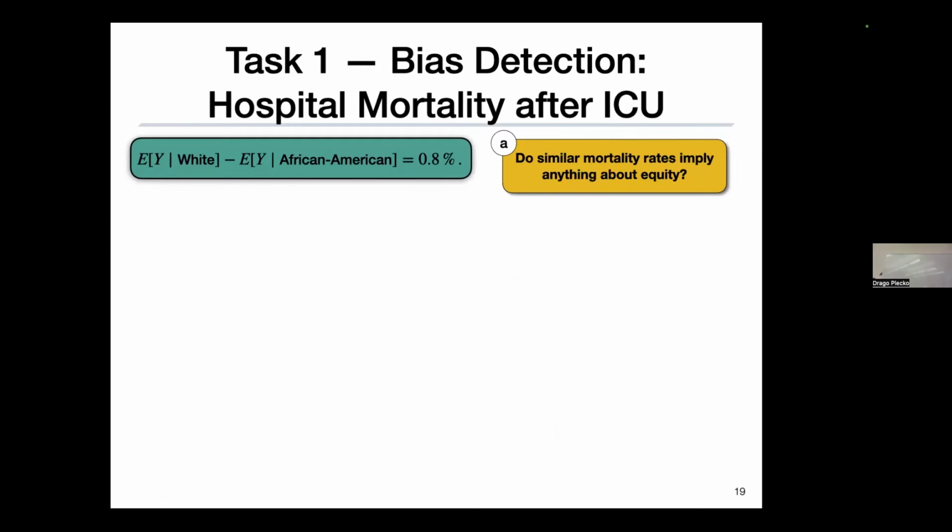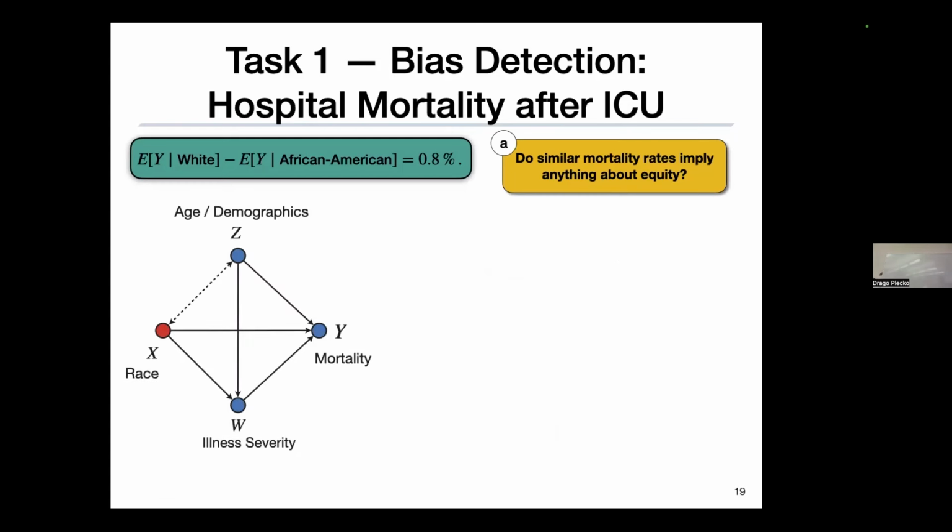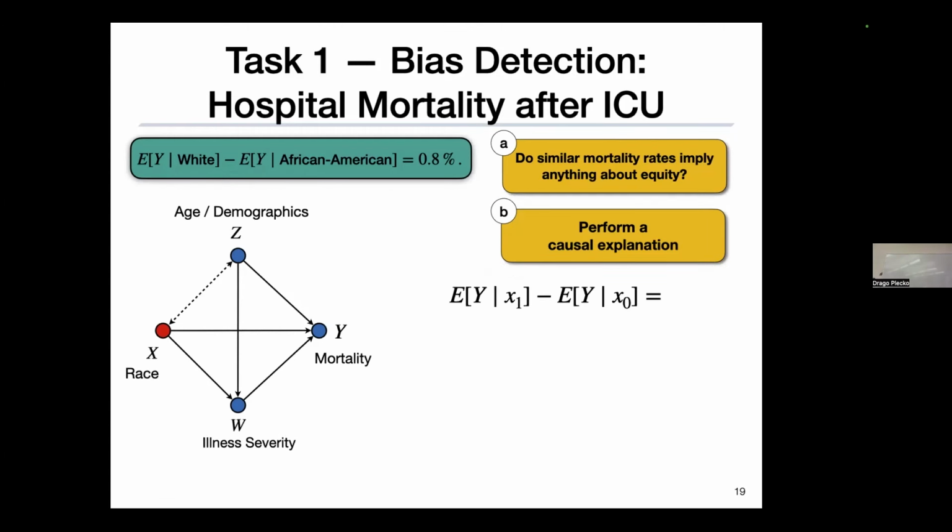So we had this disparity in mortality after ICU admission between white and African-American populations. And we were asking the question: do similar or equal mortality rates say anything about equity, right? And we'll build this graphical model. What we want to do is perform a causal explanation based on the thought experiments that we described.